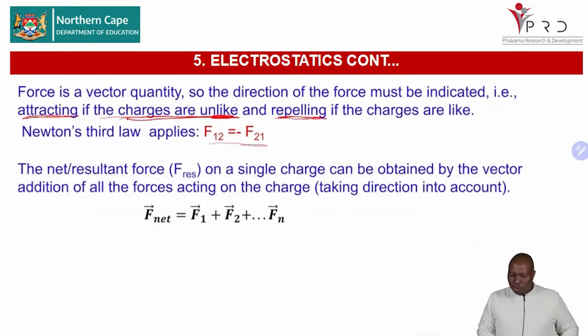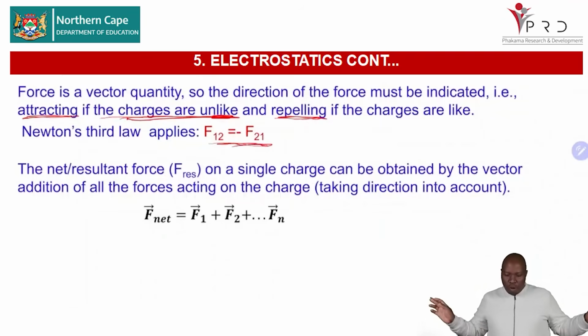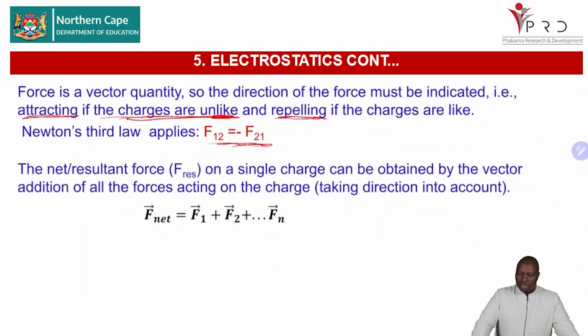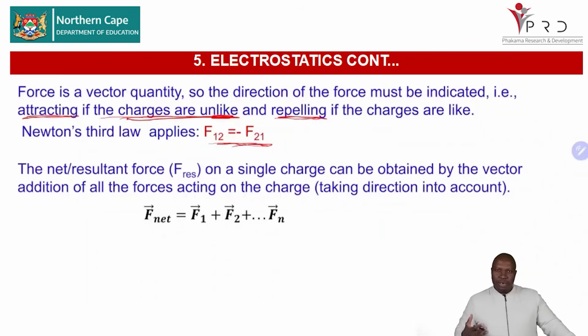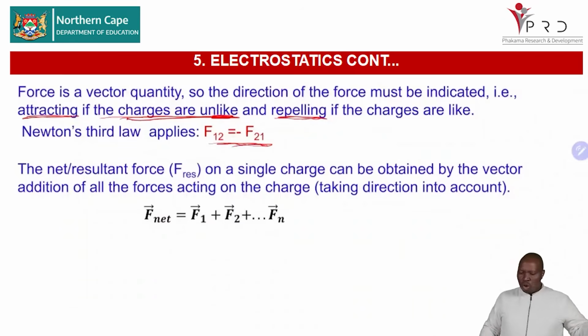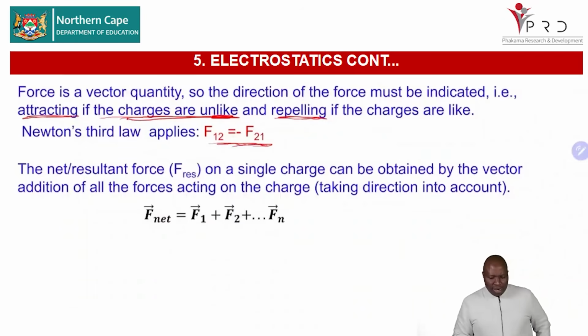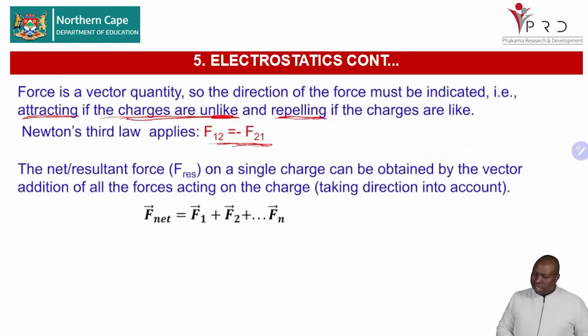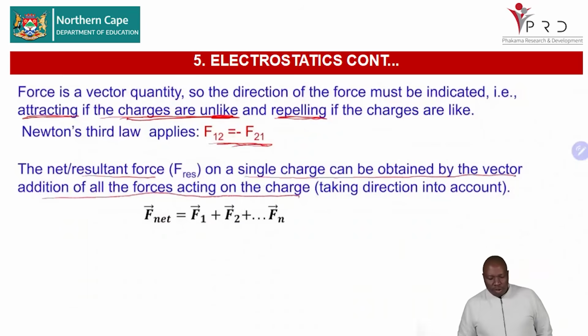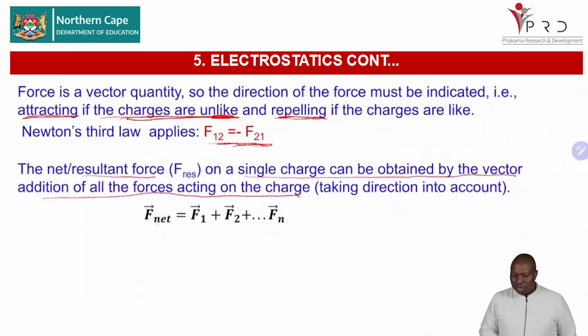So they will be equal but in opposite direction. So the force exerted by body 1 on body 2 will be equal to the force exerted by body 2 on body 1, but in opposite direction. And then the other thing which is important is the issue of the net or the resultant force, which we are saying is a single charge can be obtained by a vector addition of all the forces acting on the charge. So always we'll ask you to calculate F net.